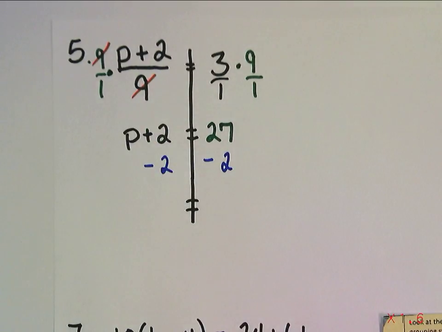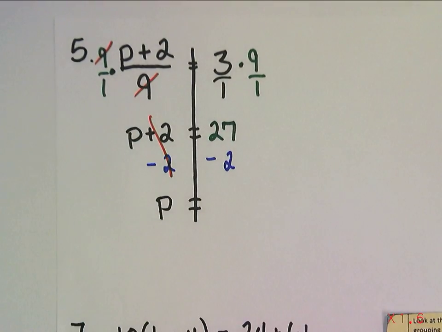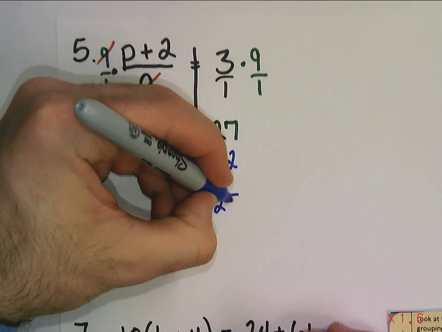So the 2's will cancel each other out. A positive 2 and negative 2 cancel each other out. So P would be equal to 27 minus 2, which is 25.